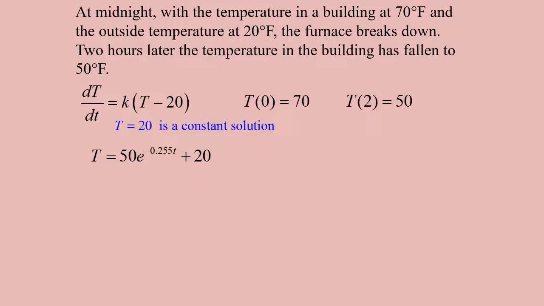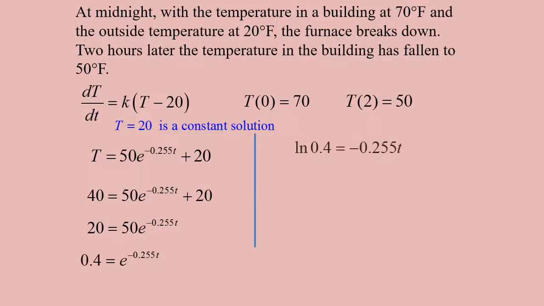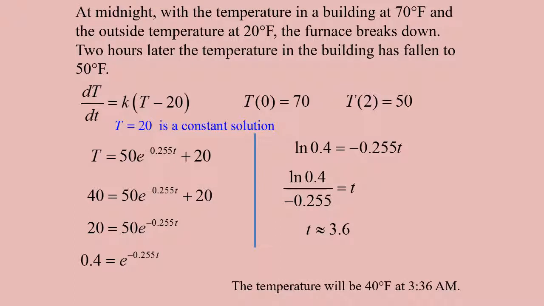Now, our question that we were trying to answer was, when will the temperature be 40 degrees? So we'll take the equation that we just found, use a 40 in place of capital T, and then solve for the lowercase t. Subtract 20, divide by 50, change to logarithms, and divide by the negative 0.255. That comes out to be 3.6. Now that's 3.6 hours after midnight, which comes out to be 3:36 a.m. in the morning.